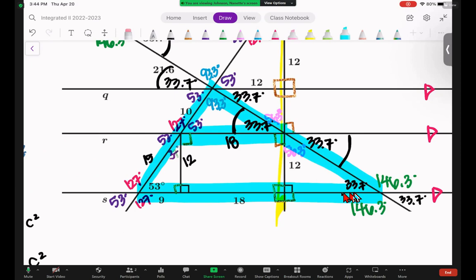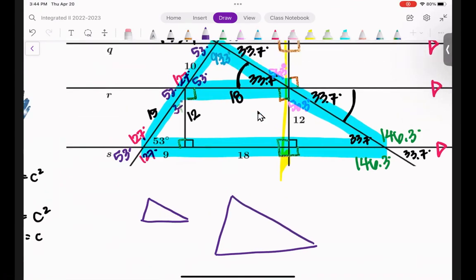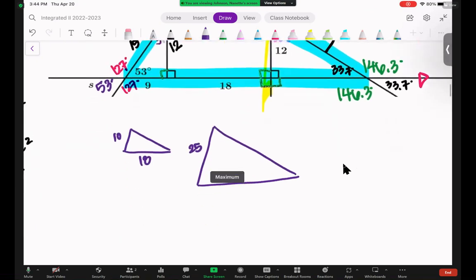But we can figure out this side because we can put this little triangle over the big triangle. In case you don't see what I'm seeing, I'm going to take that little triangle and put it over that big triangle, right? So this smaller triangle is the 10 and the 18. Do you all see that smaller triangle right here? And this side here is 10 plus 15, that's 25. And this side here, we're missing.